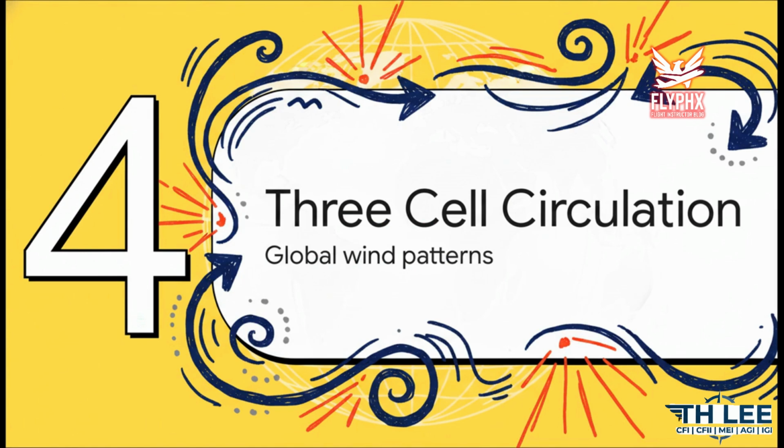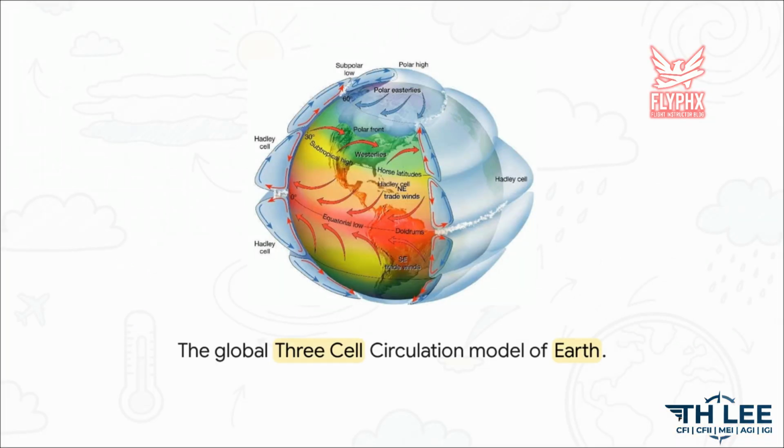Section 4. The three-cell circulation. Now we see how all these invisible local forces scale up to massive global patterns. Let's zoom way out and see how this all builds into the global three-cell circulation model. Because the Earth rotates, that simple single-cell convection model we talked about earlier gets totally broken apart. Instead, the interaction of pressure, Coriolis, and friction creates three distinct, massive circulating cells in each hemisphere, spanning from the equator all the way up to the poles.